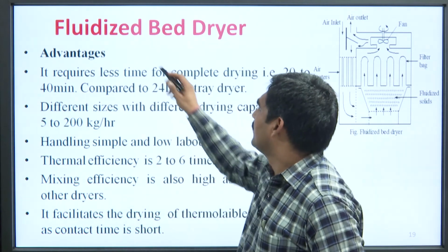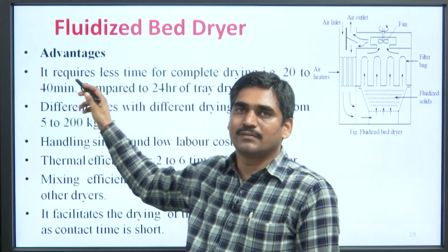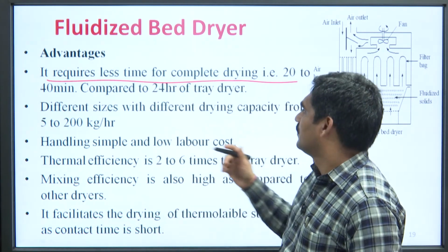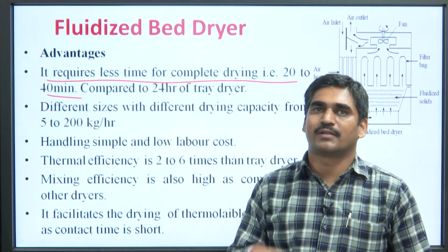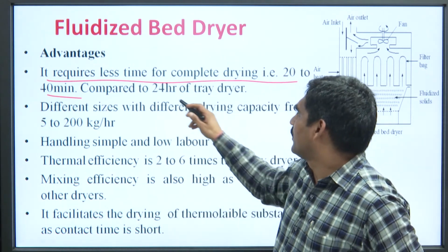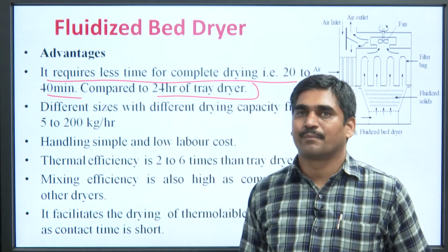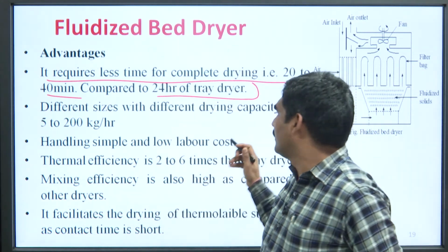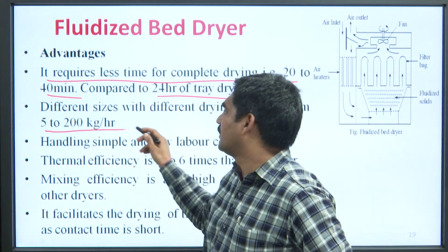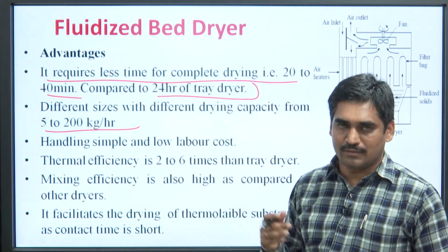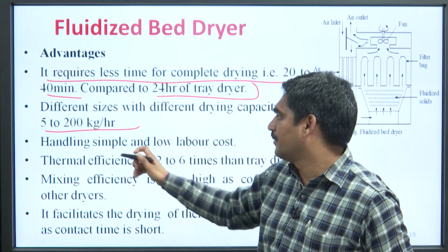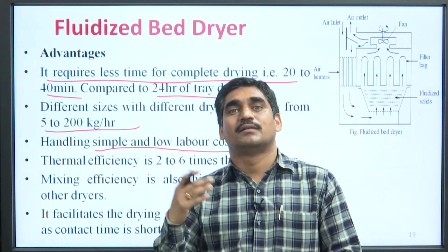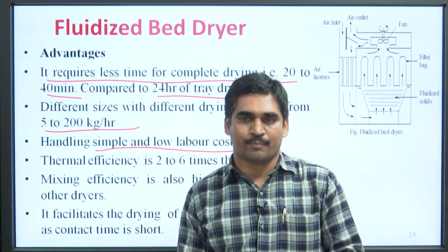Advantages of fluid bed dryer: it requires less time for complete drying, that is 20 to 40 minutes, compared to 24 hours for a tray dryer. Different sizes with different capacities of dryers are available, from 5 to 200 kg per hour. Handling is simple and labor cost is also low.